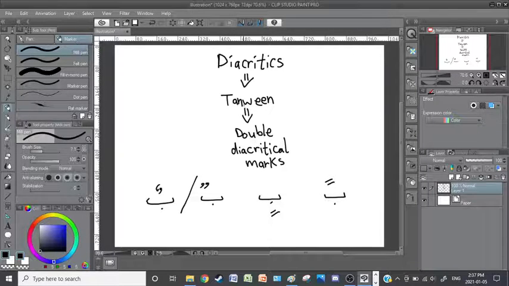The reason it is called tanween, it has the word noon in it. The word tanween means the addition of a noon. Long ago, when you wanted to add tanween, you would write it as such: ba, fatha, then add a noon, which was not part of the word, the original word or the root word. However, this created confusion, so instead of adding a noon that did not fit with the root, it was changed to the double diacritics.